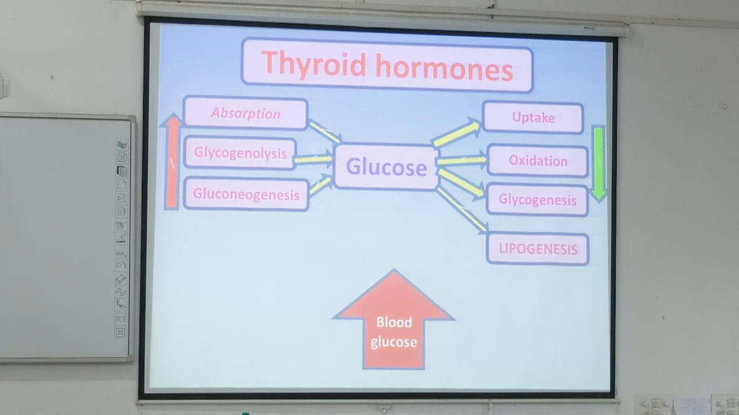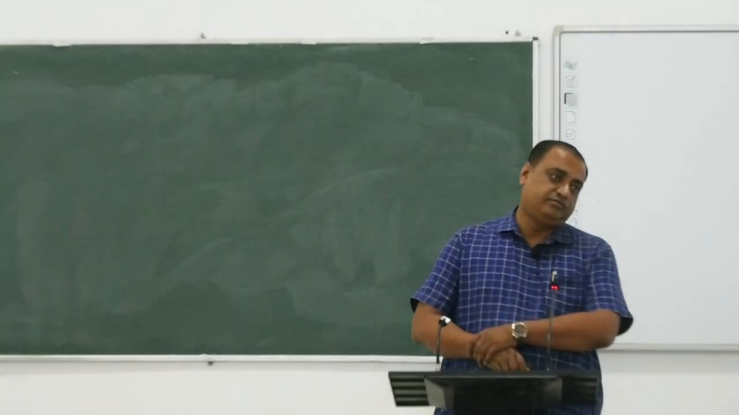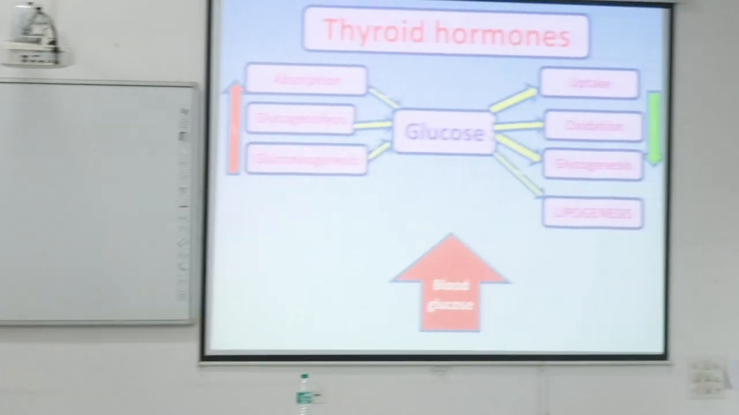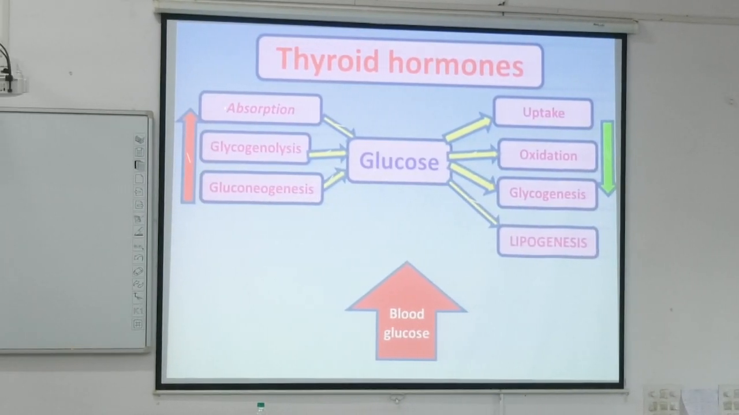Thyroid hormones. Can you name thyroid hormones? Which hormone we are talking about? Tetra, T4, thyroxine. Good. Thyroxine hormone, see, it increases absorption of glucose, glycogenolysis. These two are always the same. Only thing is, thyroxine hormone has nothing to do with lipolysis, but with lipogenesis. So lipogenesis will decrease in presence of thyroid hormone.